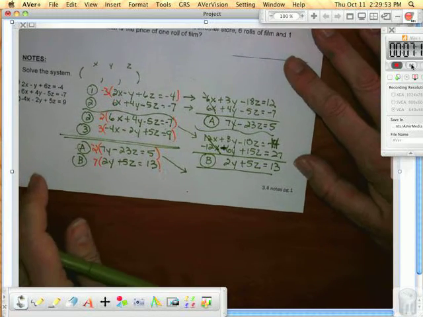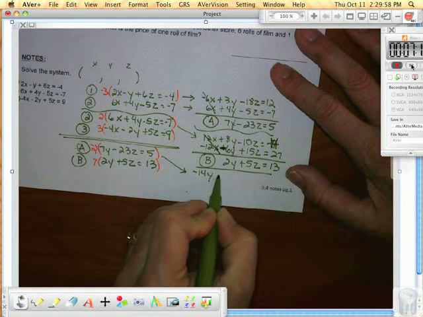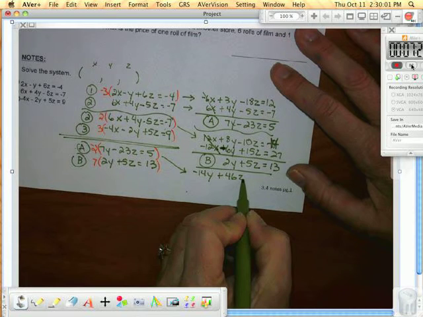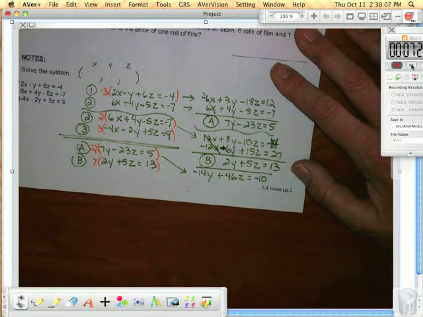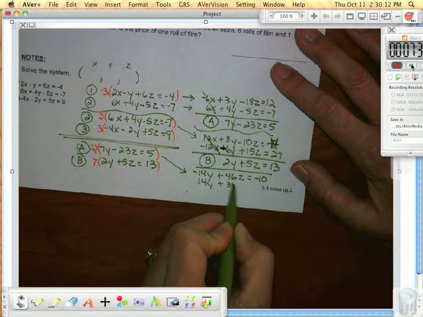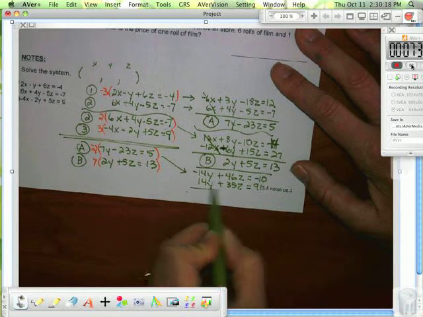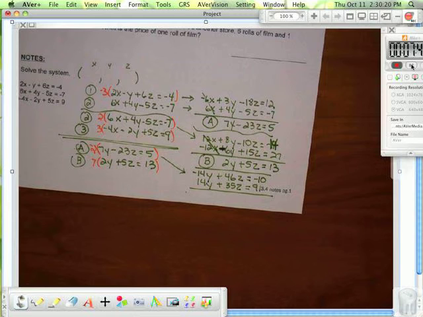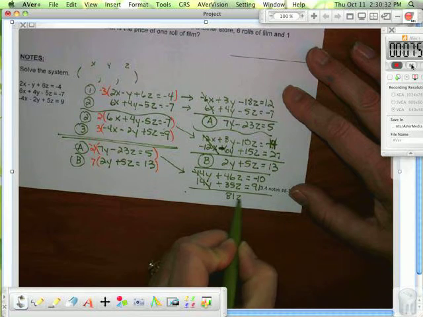We're almost done here. So then I'm going to go down here and rewrite this. Negative 14y plus 46z equals negative 10. And then this becomes 14y plus 35z. 70 and 21 is 91. It's going to turn out really pretty. Yeah, it is. This goes away. And look, it's 81z equals 81.